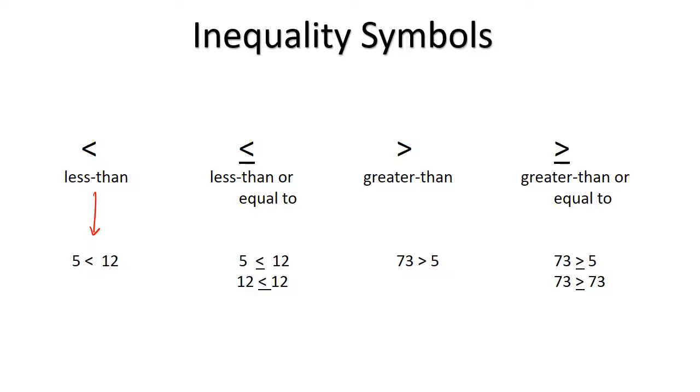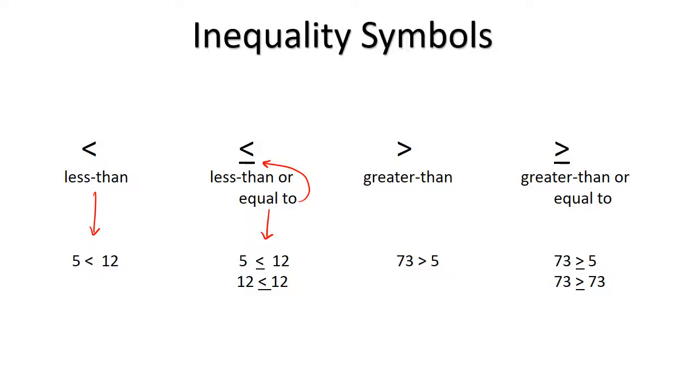Next, you would encounter less than or equal to. The equal to part is that line underneath the less than symbol. Properly used, you could compare numbers that are less than each other, such as 5 less than or equal to 12, or numbers that are equal to each other. 12 is less than or equal to 12 because of the equality.